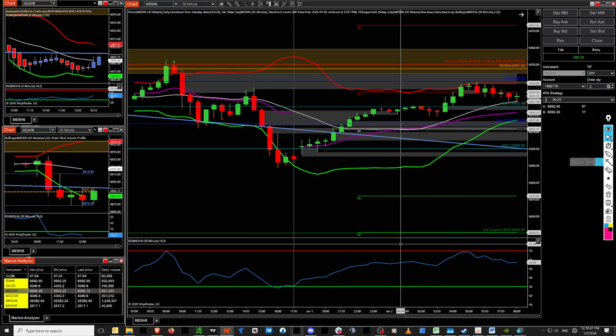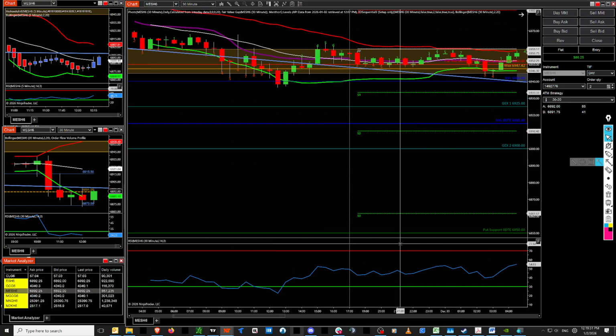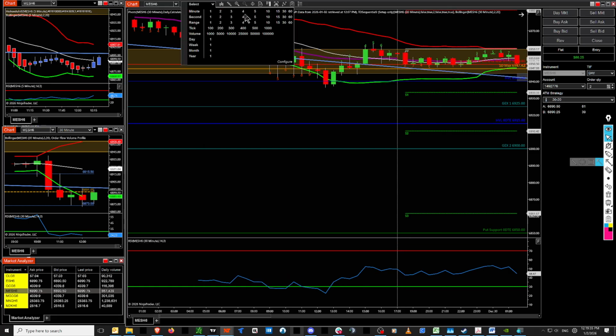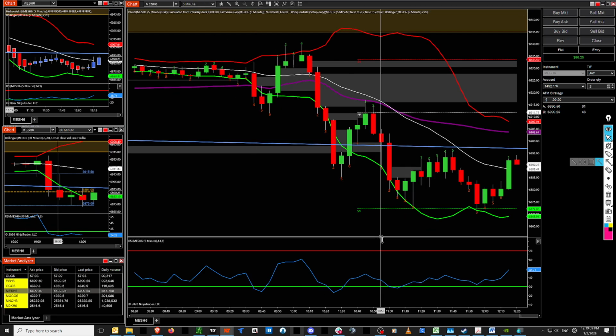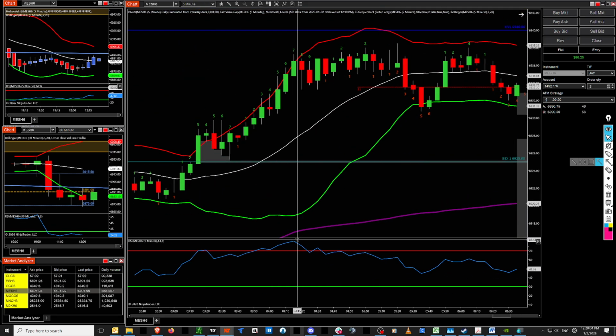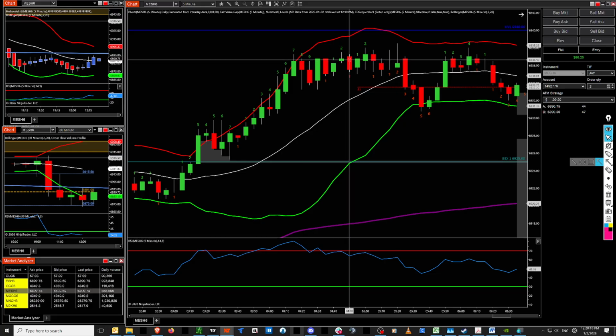Well, let's see if there is some correlation to this. Let's just go back a little bit. And, you know what? The 30-minute moves too slow. Let's go down to the 5. Here. Overbought. So we're saying it's time for the sellers to come in. Well, let's look up here and see what happens.